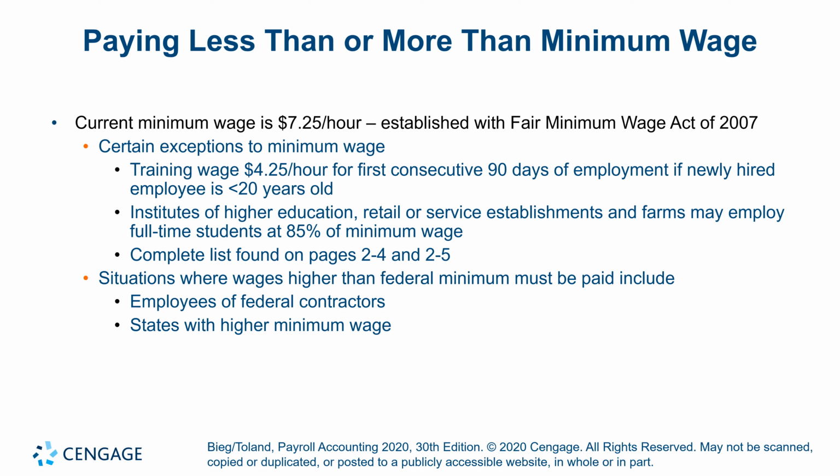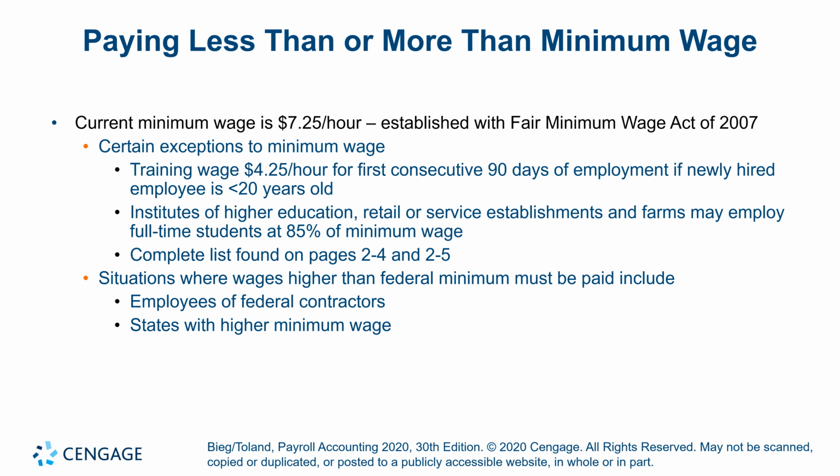employed at special minimum wage rates, but it has to be authorized and approved through the Department of Labor's wage and hour division. And then there are situations where wages higher than the federal minimum must be paid. In some situations, the employer has to go by, for example, the city ordinance or the state's higher wage, right? So even though the federal minimum wage is $7.25 an hour, if the state minimum wage is $10 an hour, then employers have to pay that $10 an hour, right?